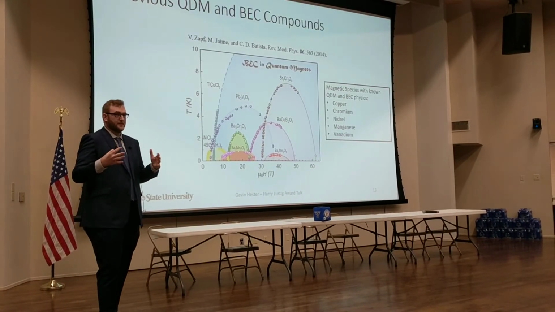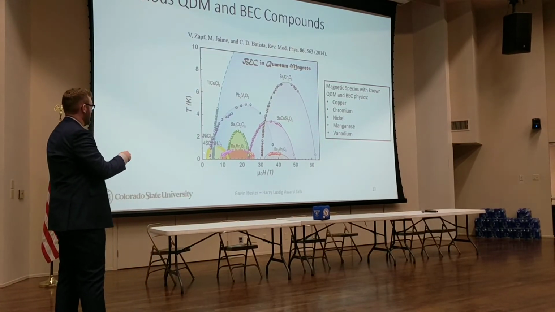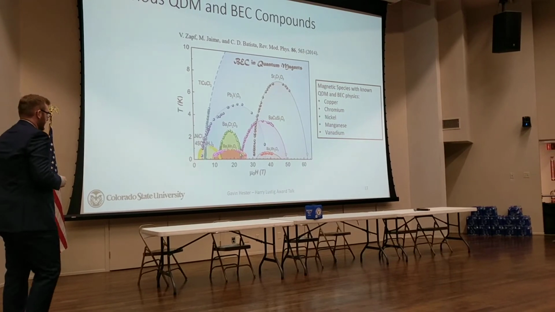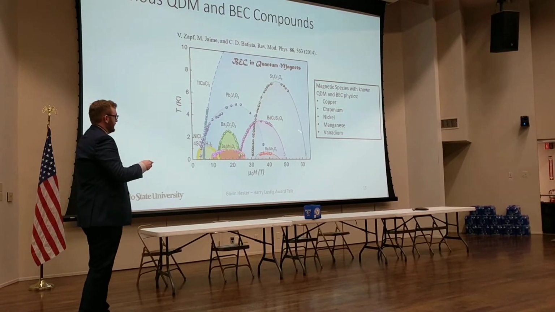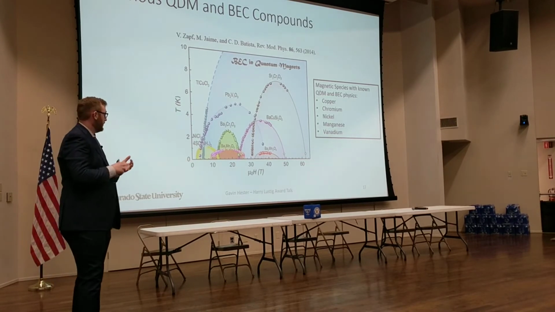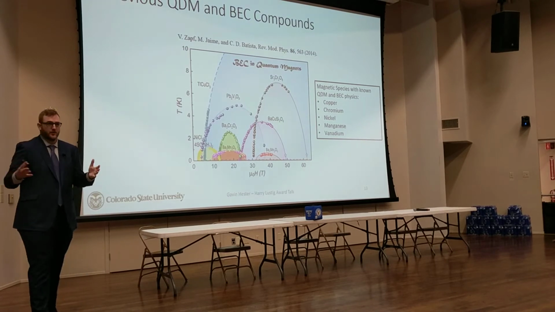So this kind of physics has been seen a lot before. This is a set of phase diagrams for different compounds from a review paper from 2014. I'll show you this again in a little bit, but right now I want to focus on the magnetic species that these are all made of. So the things made of things like copper, chromium, nickel, manganese, and vanadium, those are all transition metal elements.